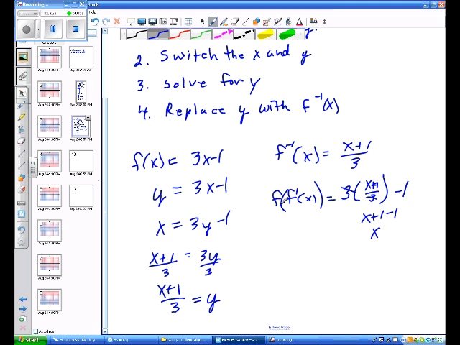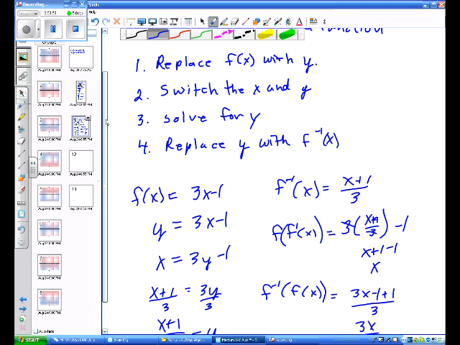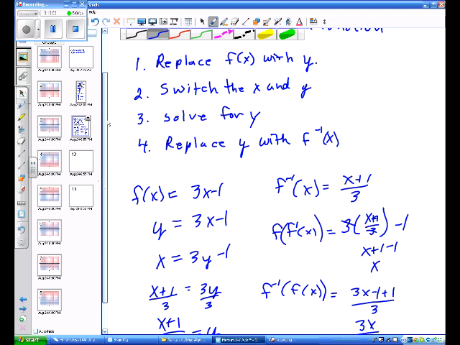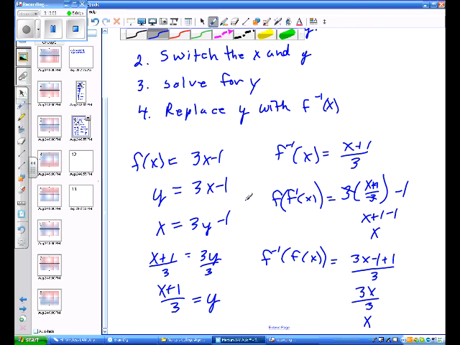And if I did my f inverse of f of x, then I'm going to take my inverse function. Wherever there's an x, I'll plug in f of x. Well, that would give me, in place of x, (3x minus 1 plus 1) over 3, which would be 3x over 3, which is x. So I took my function, I replaced the f of x with y, I switched the x and y, and then solved for y. To show that they were correct, I went back and did my inverse test.